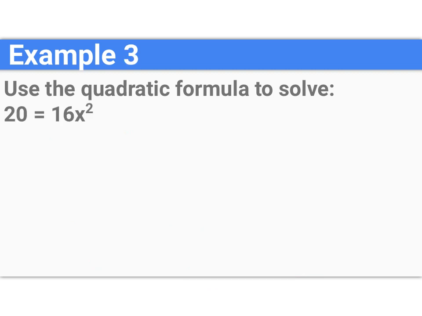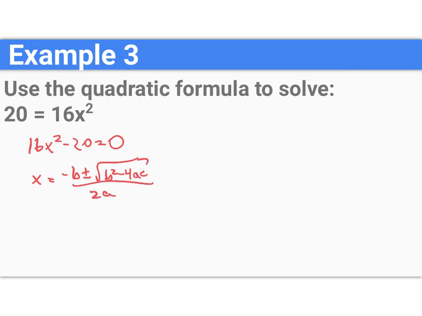So example 3, here we go. 16x squared minus 20 equals 0. All right, so watch this. x equals negative b plus or minus the square root of b squared minus 4ac, all over 2a. We have no b term.